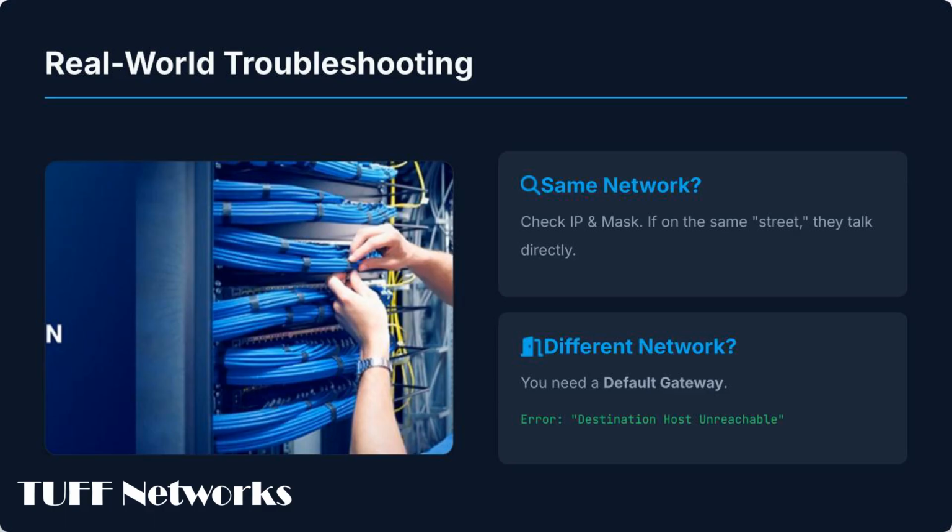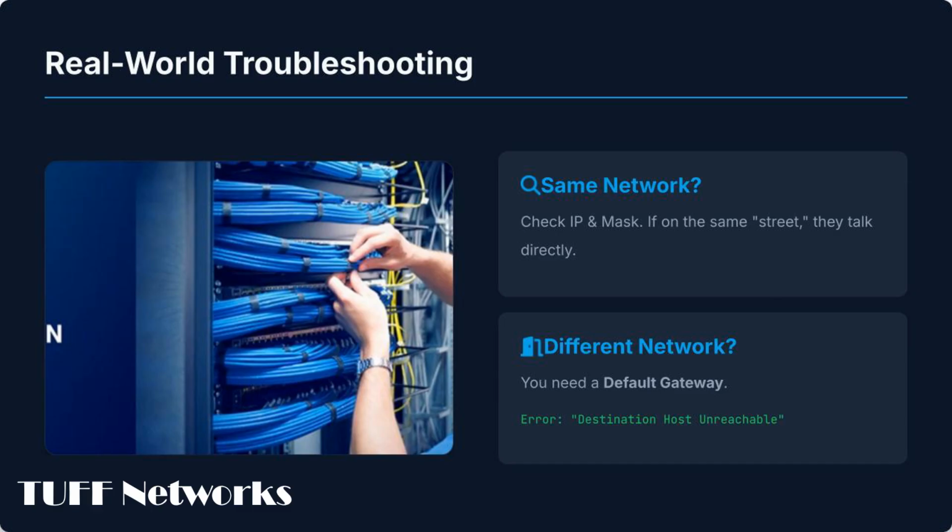You're a junior network engineer. A user complains they can't access the file server. Check 1. IP and Subnet Mask. If the user is at 192.168.1.50/24 and the server is at 192.168.1.200/24, they are on the same street. They should be able to talk directly via layer 2 switching. If they can't, it's likely a bad cable, a VLAN mismatch on the switch, or a host firewall.